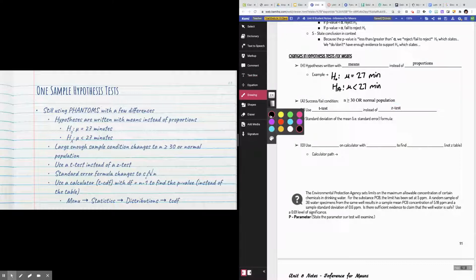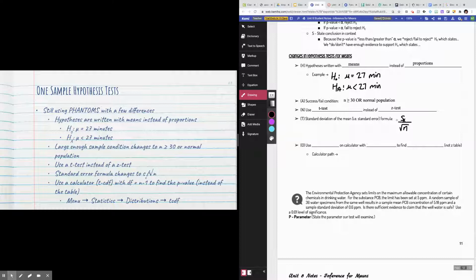Another difference occurs at the standard deviation, right? When we're actually calculating our test statistic at the t step. So the standard deviation of the mean, standard error formula changes. So you don't have to do the p times 1 minus p over n all underneath the square root. Instead, it's the standard deviation of the sample divided by the square root of n. Exactly the same as the change that happened when we were doing confidence intervals for means.